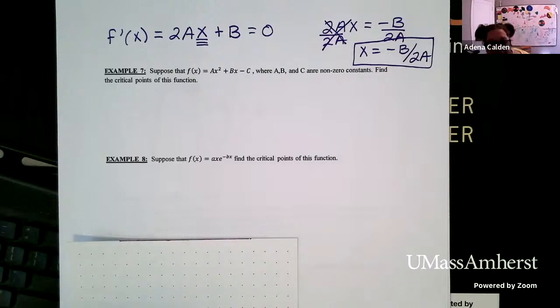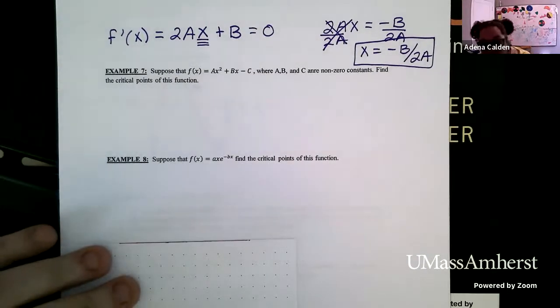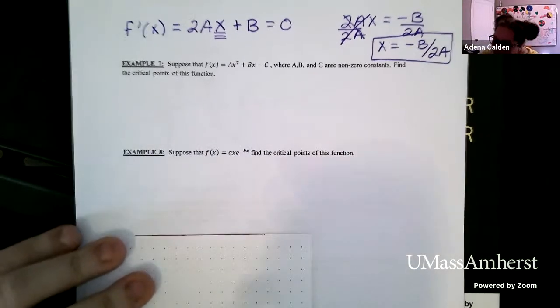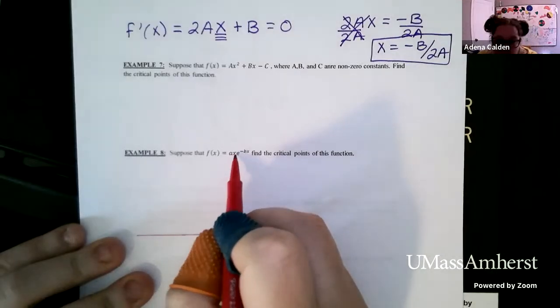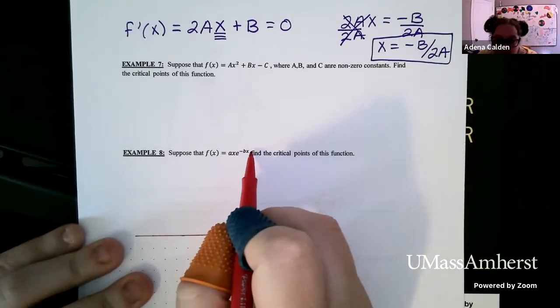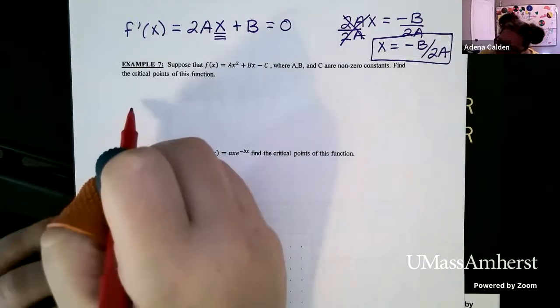Now, for the second example, ax e to the negative bx, this one is definitely more challenging, right? There's more algebra, there's more setup for the derivative. So we'll just try to be extra careful as we walk through the steps of this. So I mentioned that this is going to be a product rule because there's an x here and an x here, and they're multiplied together.